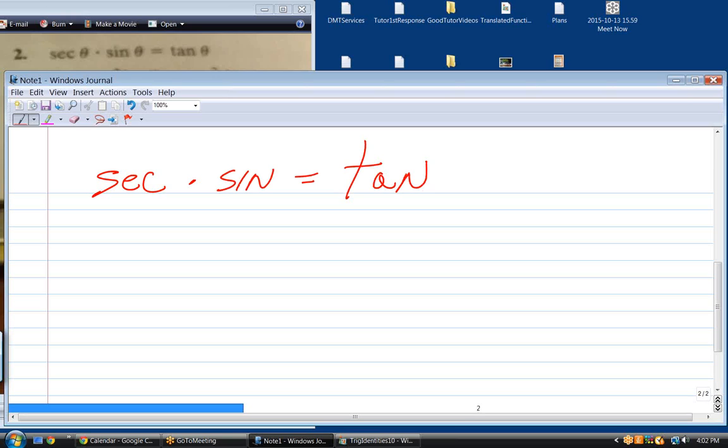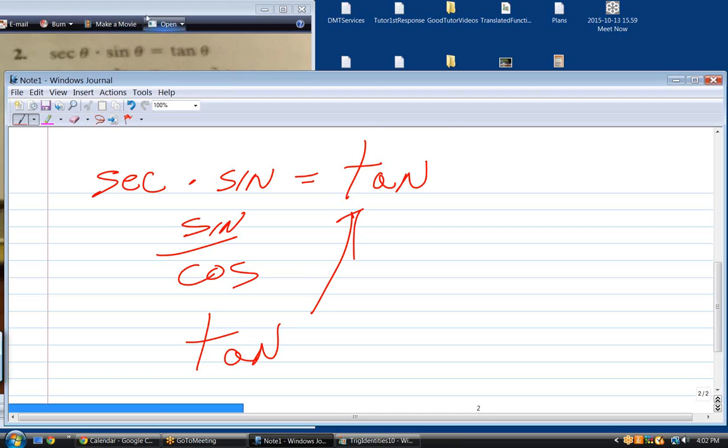So it would be 1 over cosine. And then that's the same as sine over cosine. And that's the same as tangent. That's kind of the way I do them, like that. In other words, I work with the left side until I make it look like the right side.